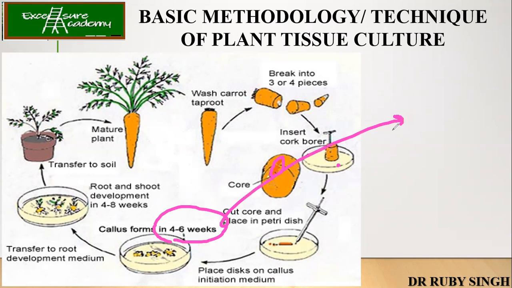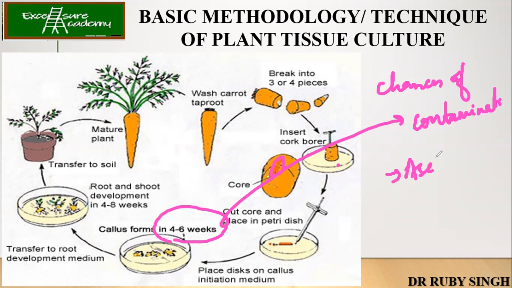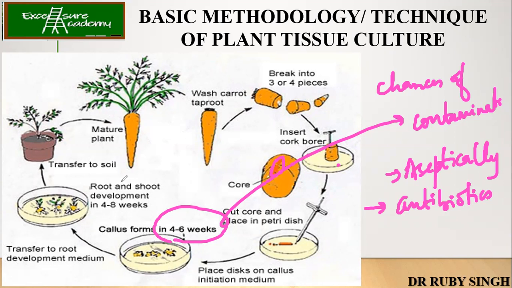Now remember that during this time, the chances of contamination are higher. So that's why you need to do everything aseptically. And as I said, if you're lousy in your practicals, then you need to add antibiotics in all steps. Once the callus has been formed, you can add auxin and cytokinin in order for the plants to grow root and shoot. That will take another 4 to 8 weeks. Then once you get the small plants, you can transfer them to the soil. And finally, what you get is the mature plant.